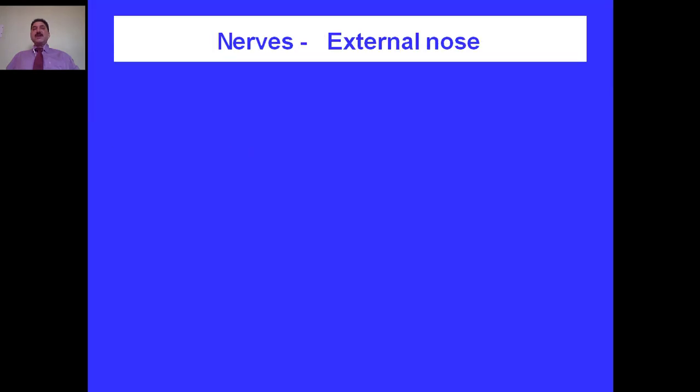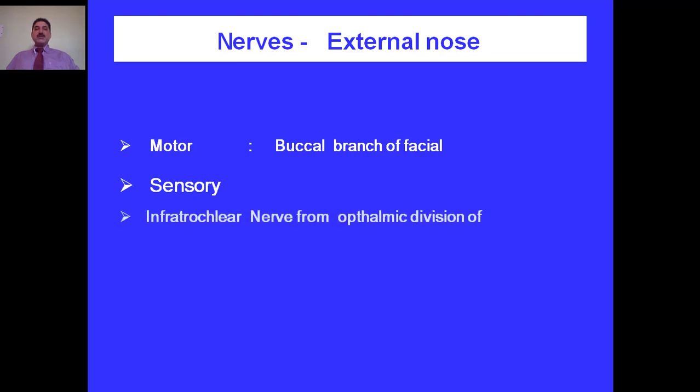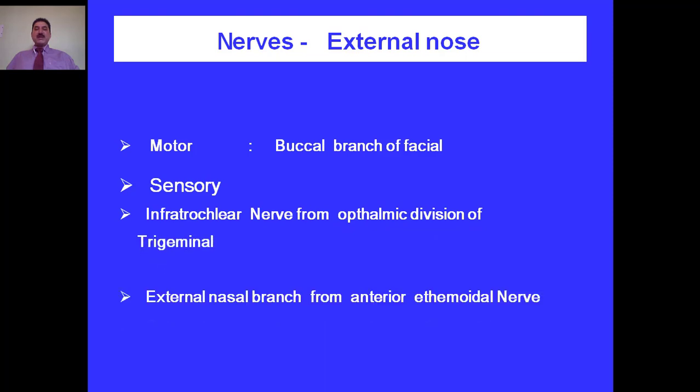Now the nerves which supply the external nose. The muscles which are attached to the external nose are supplied by the buccal branch of the facial nerve. So buccal branch of the facial nerve is motor for the muscles attached to the nose. Sensory innervation of the nose comes from infratrochlear nerve, which is a branch of ophthalmic division of trigeminal nerve. External nasal branch from anterior ethmoidal nerve also supplies the nose.